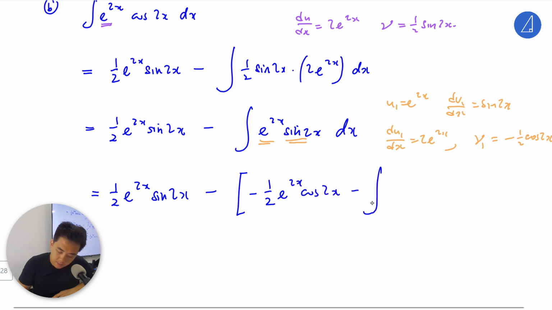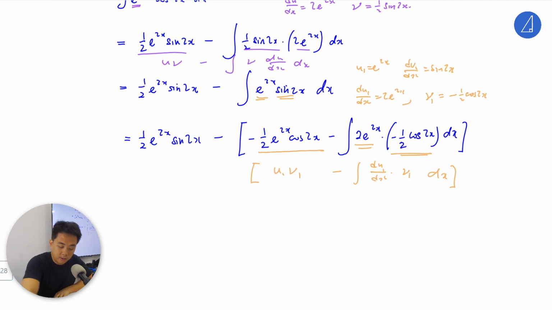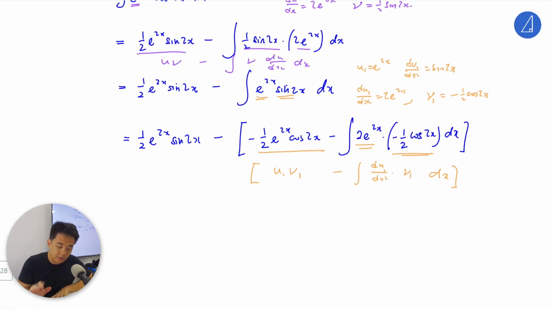then minus the integral of 2e^2x multiplied by half cosine 2x dx. You just rewrite it nicely. Let me just be careful with the negative sign when you expand. So you just be very, very careful. This is overall positive, but this negative, when you multiply in, this one need to expand it in.